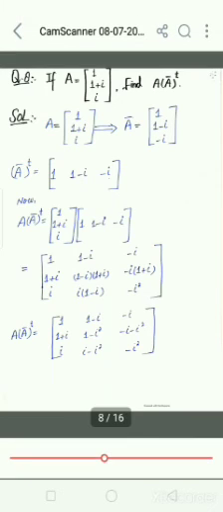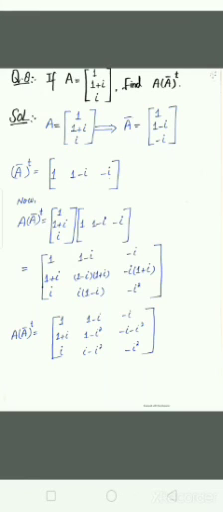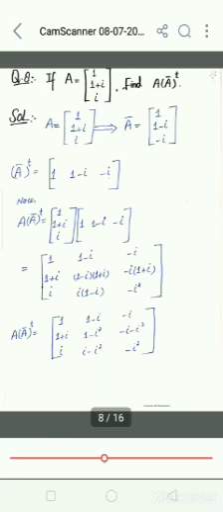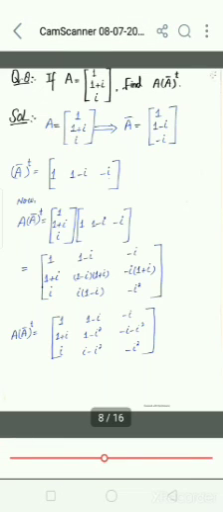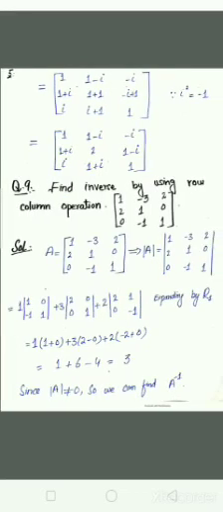Now we take 1 into 1, that is 1, 1 into 1 minus iota, that is 1 minus iota, and 1 into minus iota, that is equal to minus iota. Then we take the second row, 1 plus iota into 1, that is 1 plus iota, 1 plus iota into 1 minus iota, that is written, and 1 plus iota into minus iota, that is multiplied. Then we take the third row, iota into 1, iota, iota into 1 minus iota will be iota minus iota square, and iota into minus iota will be minus iota square.